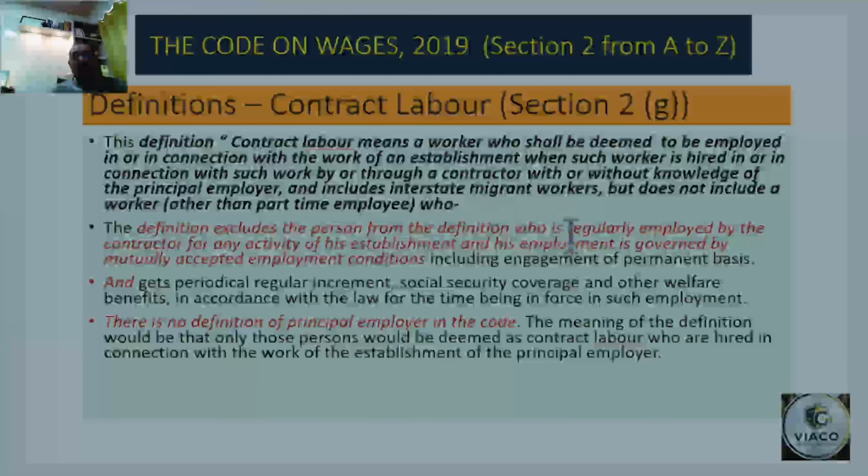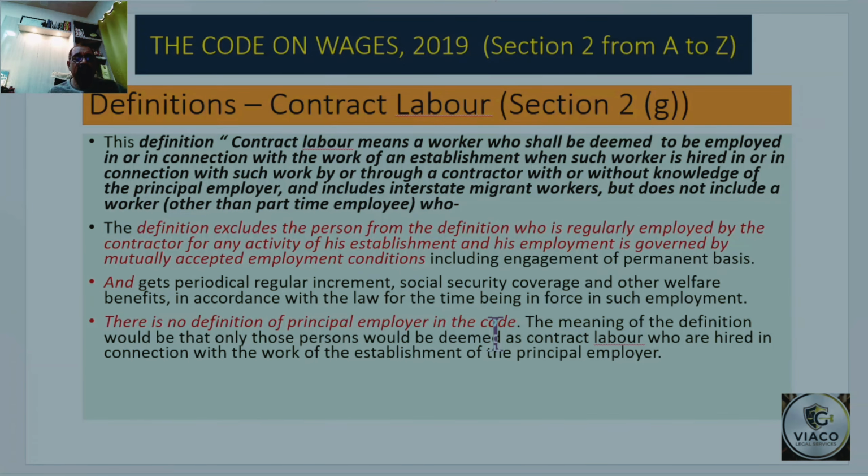The definition excludes the person who is regularly employed by the contractor for any activity of his establishment, and whose employment, that is, any person who has been employed by the contractor for his own work. Earlier, the definition said the contractor employed the person for the principal employer's establishment, in or in connection with the establishment. Now, suppose these people are doing work with the contractor himself for any activity of his establishment, and their employment is governed by mutually accepted employment conditions between the contractor, we call it the establishment, and the contract labor and the employees. That includes engagement on a permanent basis and getting periodical regular increments. Now, suppose such contract labor gets periodical regular increments, social security coverage, or any other welfare benefit in accordance with the law for the time being in force in such employment. Okay, you have understood up to here.